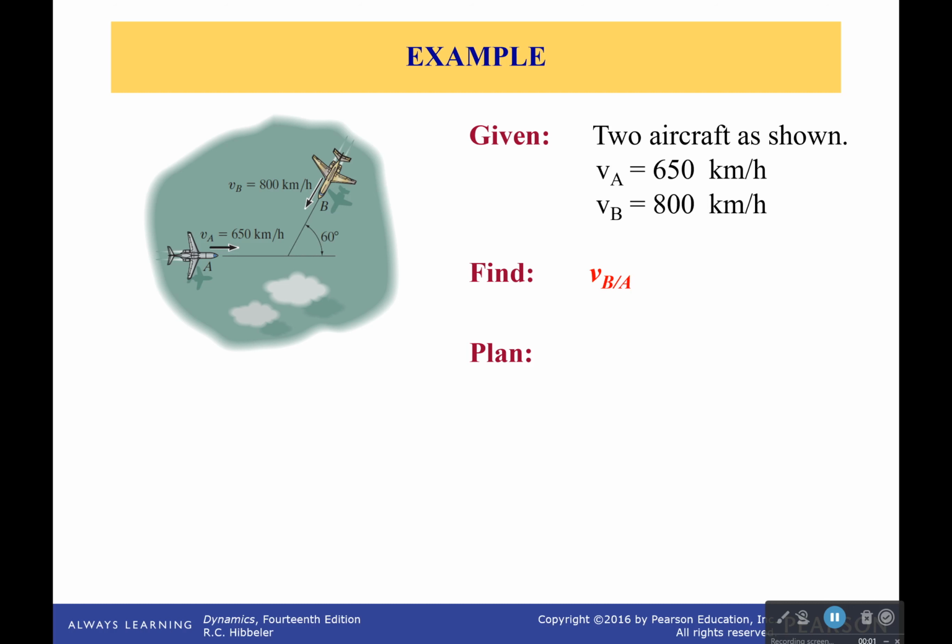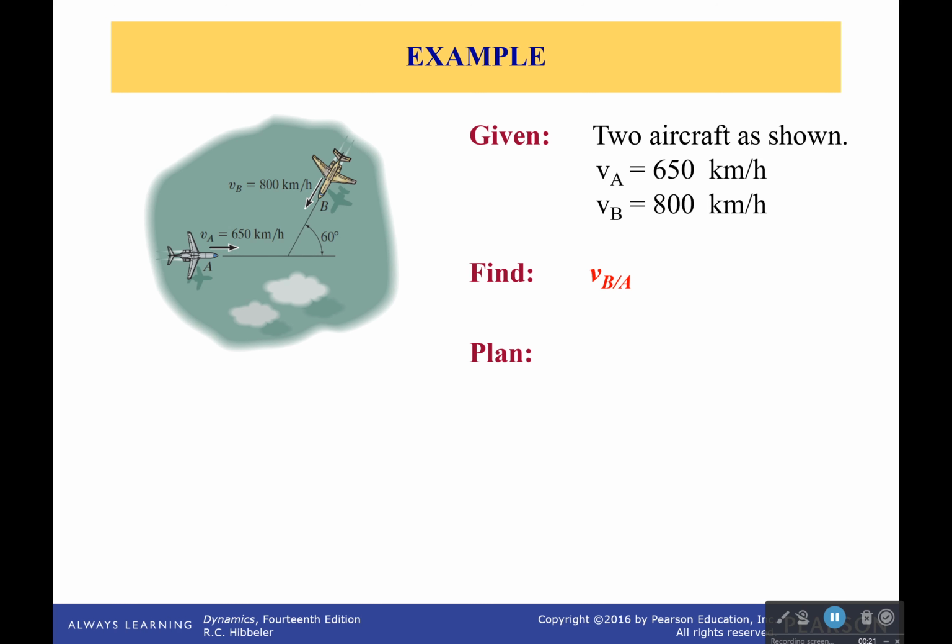Hi everyone, welcome back. So here's a terrifying example. We have two aircraft that are shown, one with a velocity of 650 kilometers per hour, that one with a velocity of 800 kilometers per hour. Those are their absolute velocities. And you can see that there's a 60-degree angle between the line of action of those two velocities.